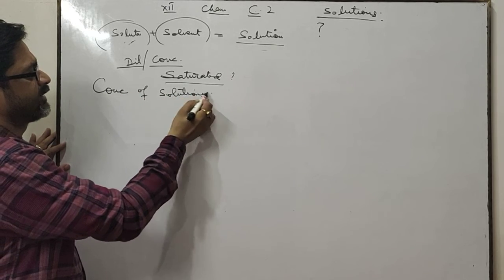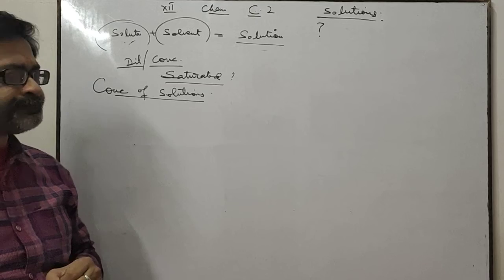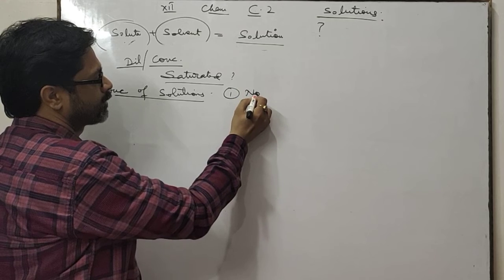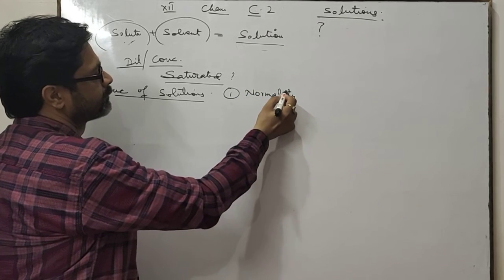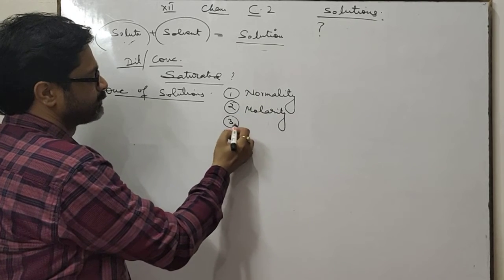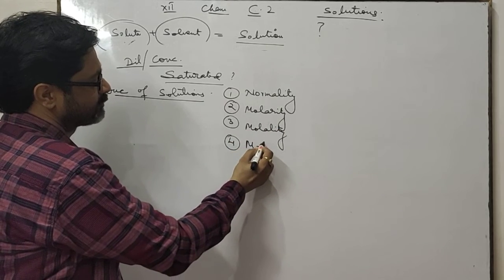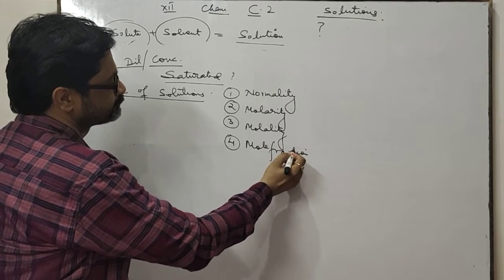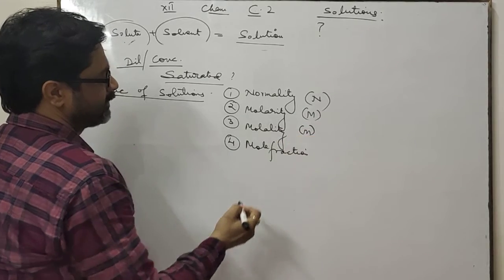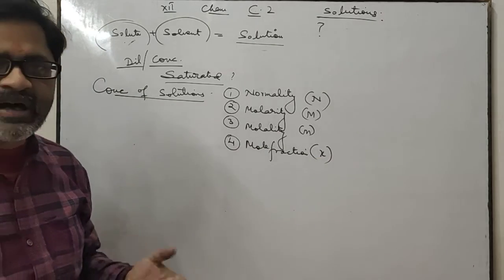Concentrations of solutions can be expressed in many ways, which you have read in class 11th. But here also I am going to discuss about the normality. Second one is molarity. Third one is molality. And fourth one is mole fraction. Normality is capital N, molarity capital M, molality small m, and mole fraction is X, or you can say chi.